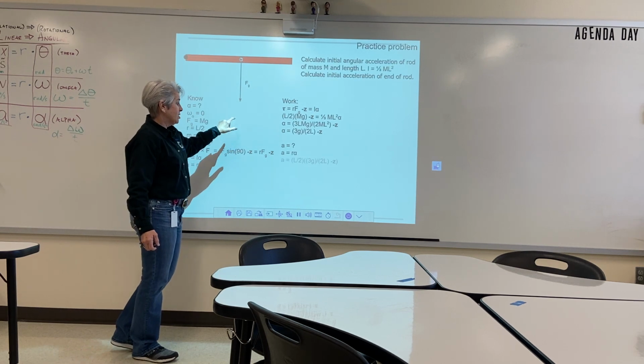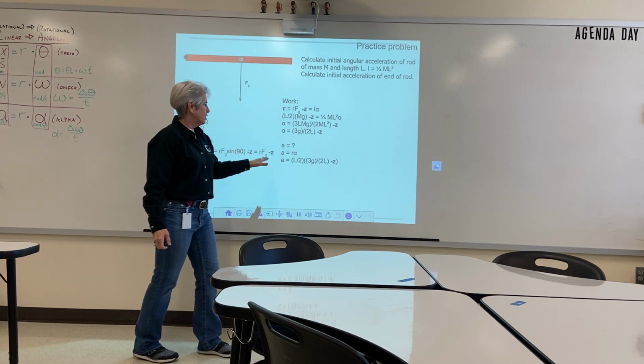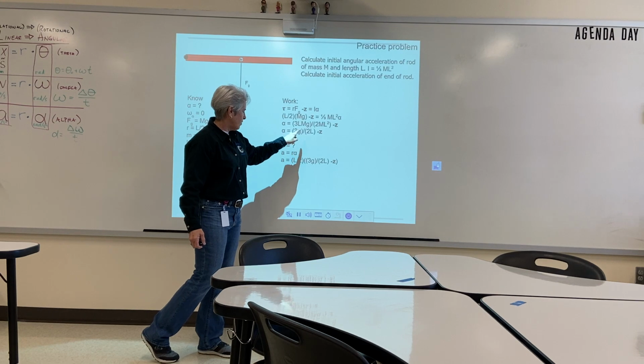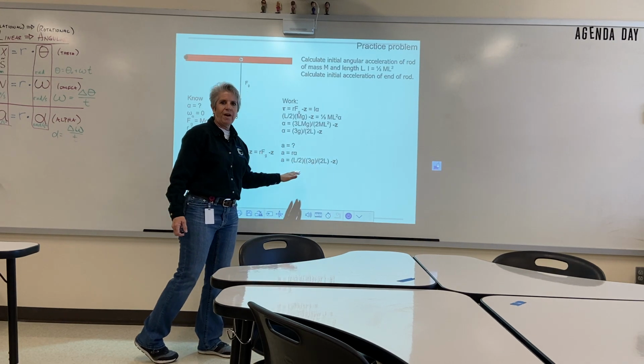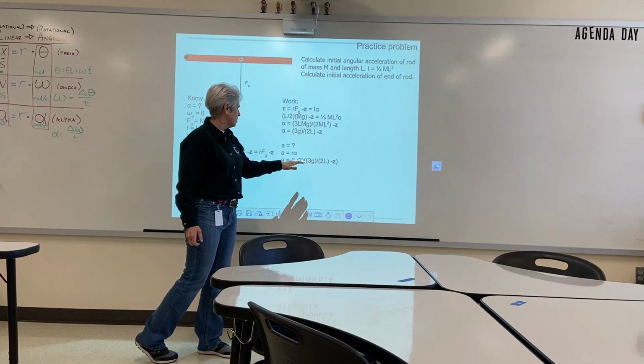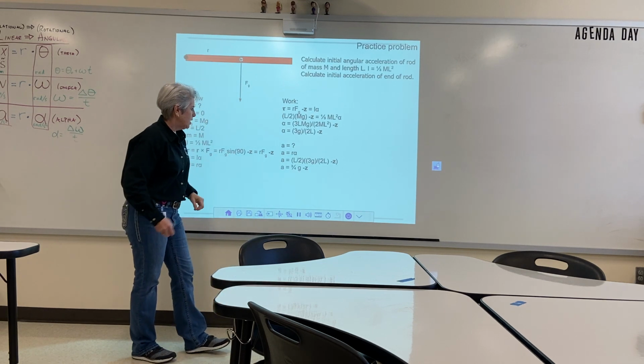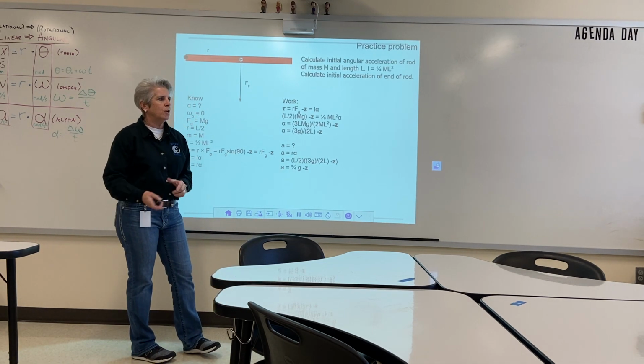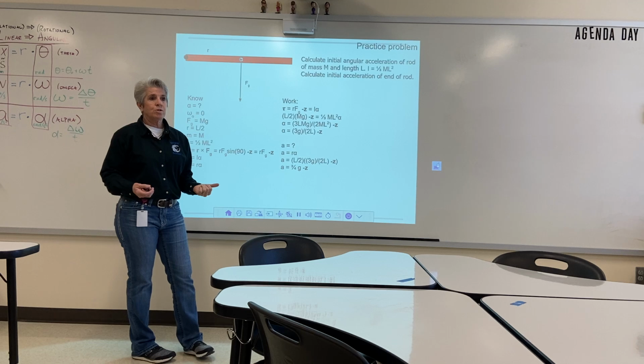So the radius is L over 2. So L over 2 times 3g divided by 2l, we're going to have to factor our 2's and our l's around here. And then this will give us an acceleration of 3/4 g. Does this seem reasonable to us?